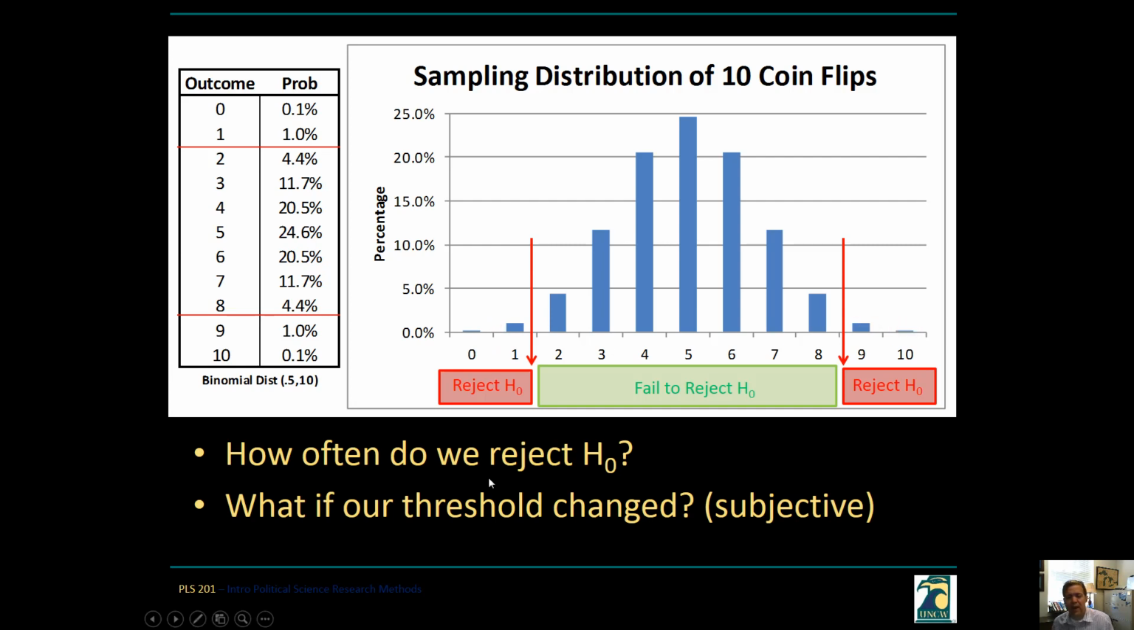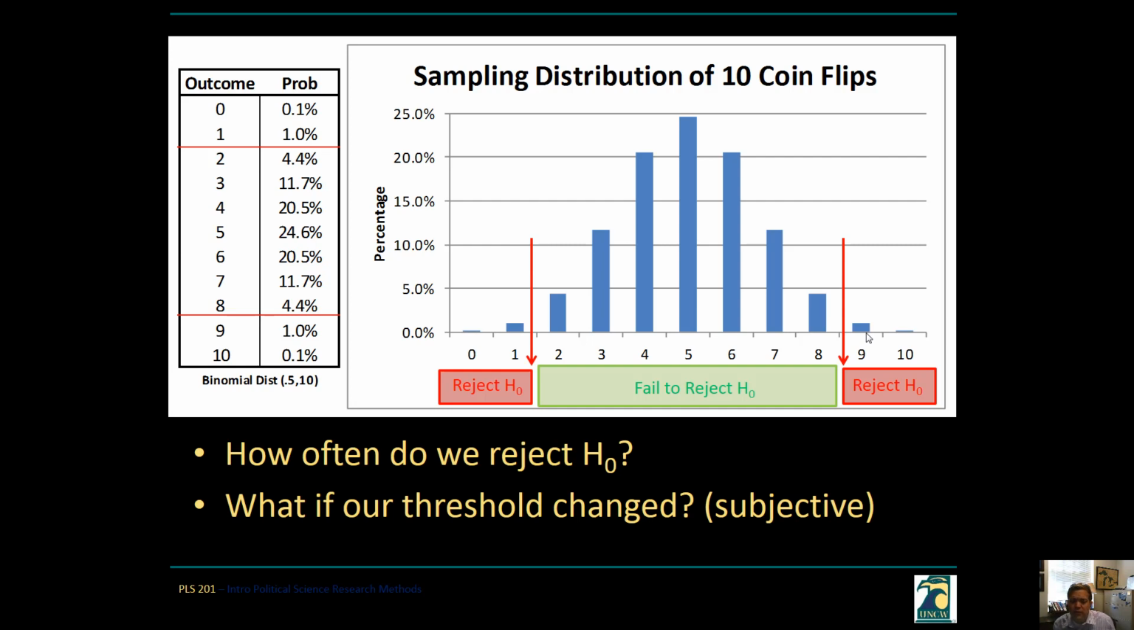So how often would we reject the null hypothesis? Well, we'd reject it if it came up 0 and 1 and 9 and 10. So that's 1.1 plus 1.1, 2.2% of the time we would reject the null hypothesis. But this also means that 2.2% of the time we might be making a mistake because we're rejecting the null hypothesis when in fact it is true. Now, why is it that we chose these values here? This was just my threshold at the beginning. That's what was on the slide.